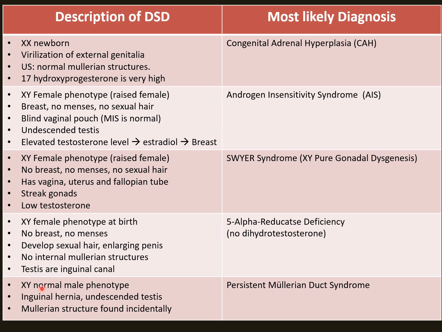The next one is XY normal male phenotype, which is really a boy, but with internal structure of female in addition to the male structure. So they present usually with inguinal hernia and undescended testes, and during surgery they will incidentally find uterus and fallopian tubes beside the testes while they are doing the correction. Why? Because they are resistant, or they have abnormal function of MIS, Mullerian inhibiting substance, so the uterus and fallopian tubes will develop, and they do have testes. So simply removal of uterus and fallopian tubes will solve the problem.